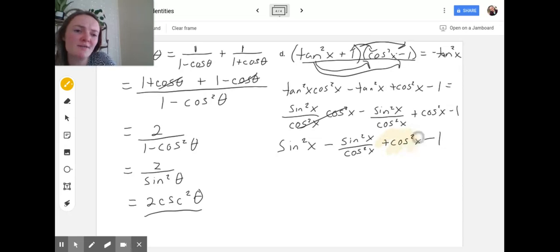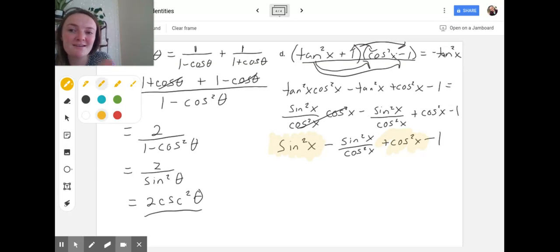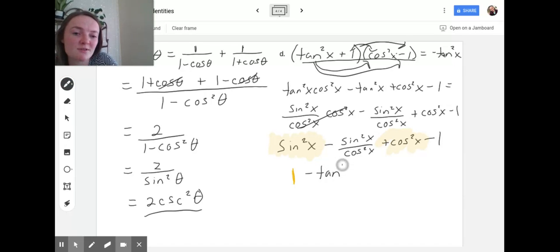Notice here I have cosine squared x and sine squared x. They're both positive, so using the commutative property, I could put them together. Sine squared x plus cosine squared x using the Pythagorean identity is 1. I'm going to rewrite that as 1. That's the same thing. All right, minus, in fact, I'm actually going to just write this as tangent because we're getting close to the answer. This is the same thing as tangent, minus 1.